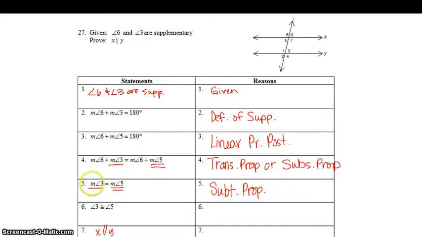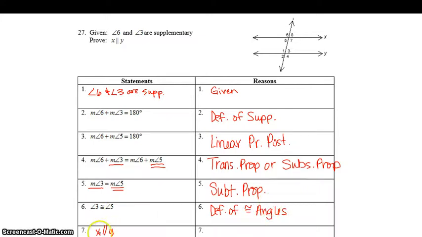Okay? Then from step 5 to step 6, notice it's the same exact angles. They just changed from equal to congruent. And so if angles have equal measures, then they're congruent. That is the definition of congruent angles.